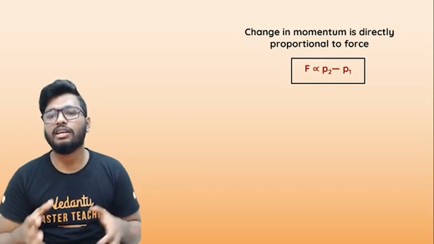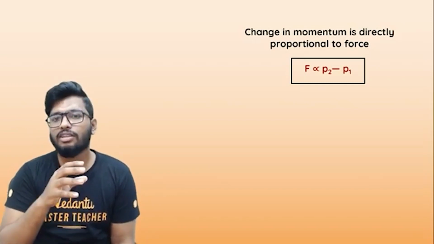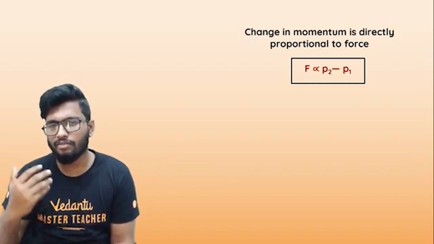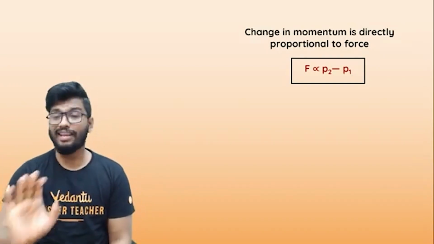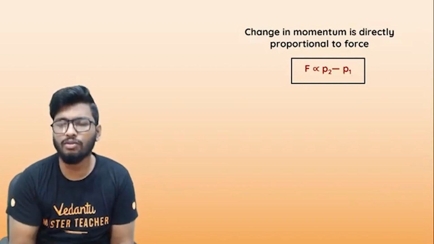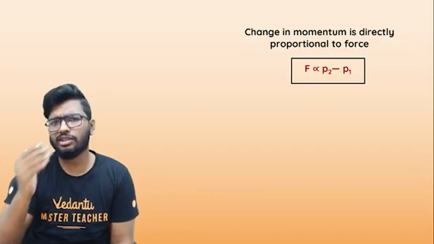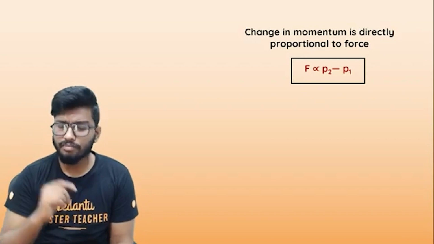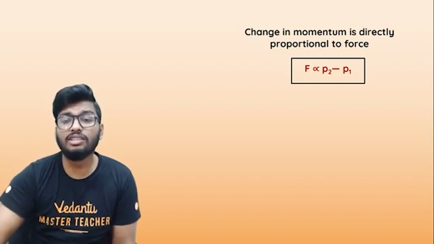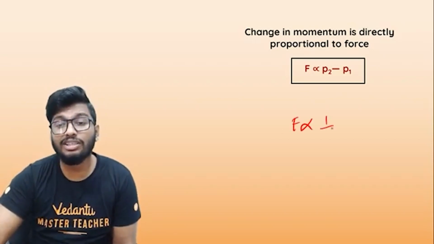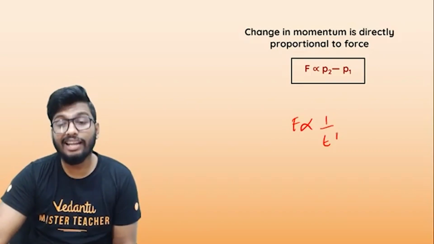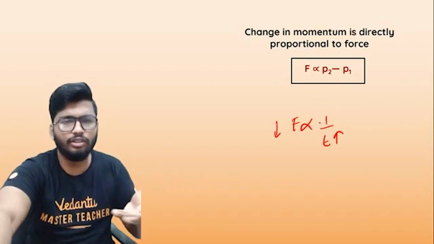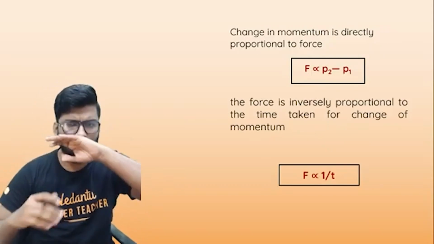So we know this, guys, that if the change in momentum that happens is directly proportional to the force, because if the momentum has to change, then you have to apply an external force. So change in momentum, which is P2, the final momentum, minus the initial momentum, is directly proportional to the force. We also know that force is inversely proportional to the time taken. Greater the time, lesser the force, lesser the time, greater would be the force, right? So this is also one more thing that we know.